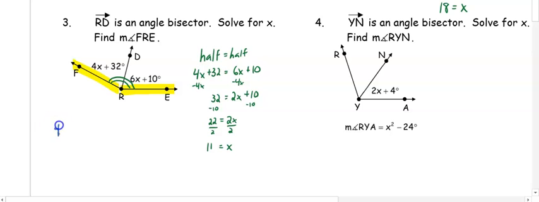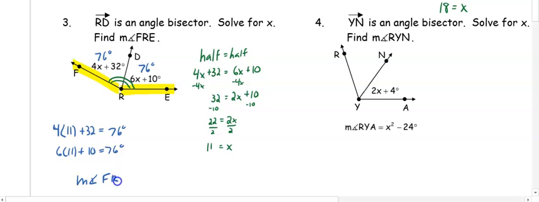So I can have 4 times 11 plus 32, which is going to get me 76 degrees, and 6 times 11 plus 10, which is also 76 degrees. So I can add those together. The angle FRE is equal to 76 plus 76, 132 degrees.